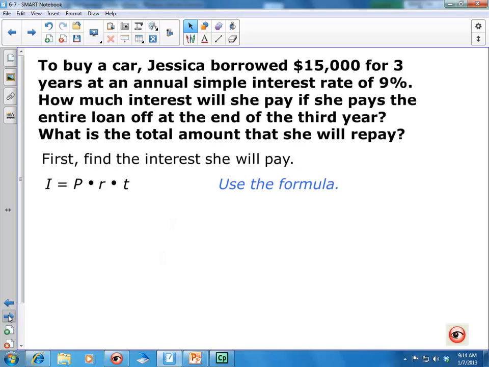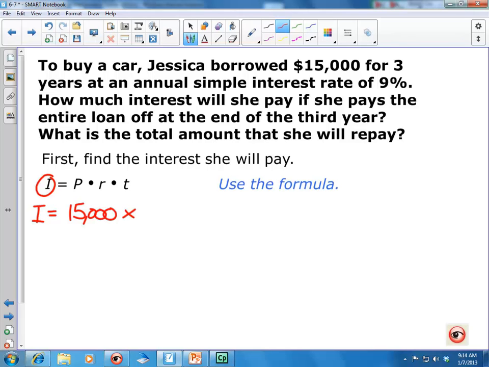Which on this one she borrowed $15,000. So let's plug these numbers into our formula here. The I, that's what we're looking for right here. We don't know what that is. We're trying to find that. We know the principal is 15,000. So we know we're going to have I equals 15,000 times our rate, which is 9%. How would we write that as a decimal? Yeah, 0.09 times our time. And how much time?